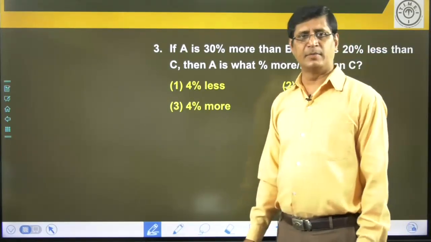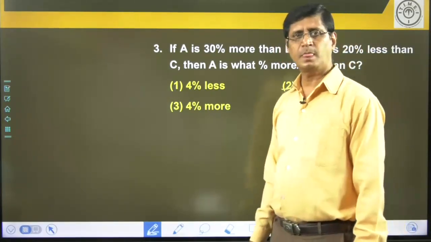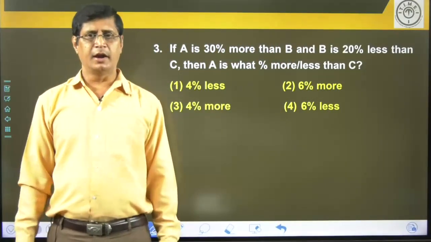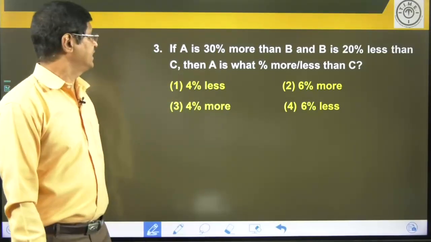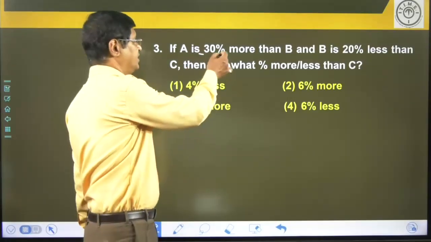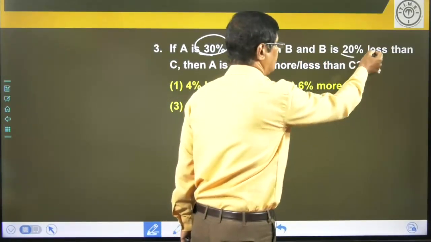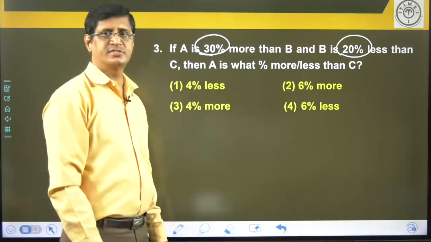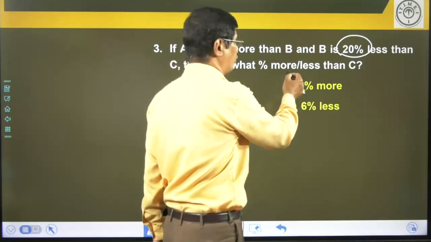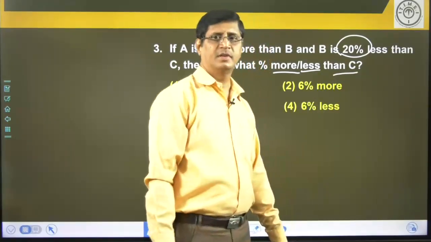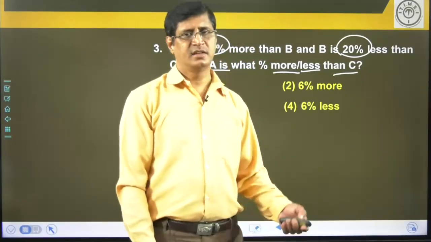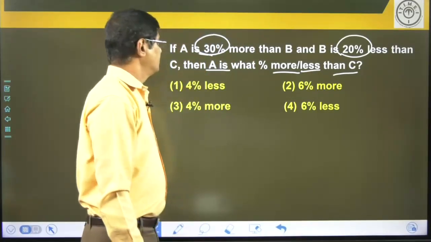Now look at the next example on your screen. If A is 30% more than B and B is 20% less than C. B is 20% less than C. A is 30% more than B. B is 20% less than C. Then A is what percentage more or less than C? If A is more, find out the more percentage. If A is less, the less percentage is to be found.